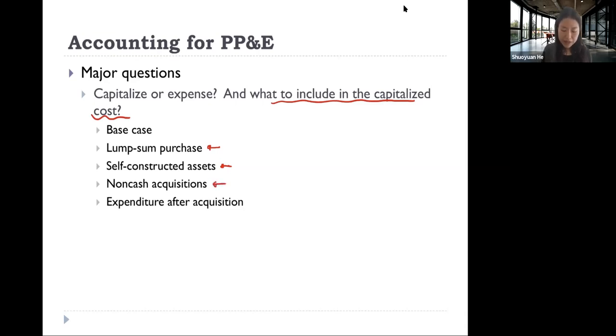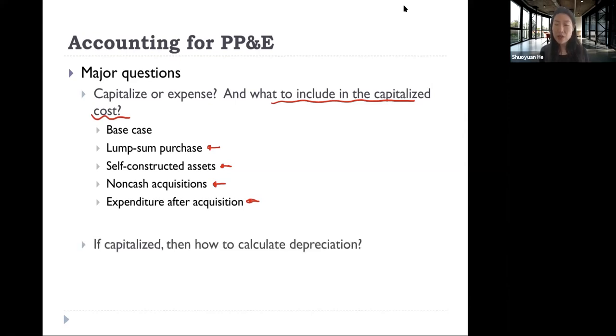And then after that, we're going to talk about non-cash acquisition. How about if the firm is not paying cash when it is buying the asset? It is buying the asset through some other means. And then the last thing we're going to talk about here is expenditure after acquisition. How about if the firm is spending some additional money after its initial acquisition of that asset? So this is the first major accounting question.